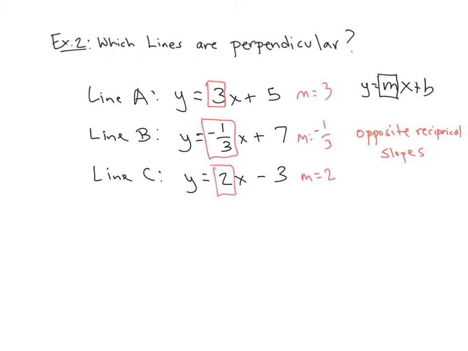Taking a look at our slopes, I know that 3 and -1/3, those are going to be opposite reciprocal slopes, right? Because I flipped the fraction and changed the positive to a negative. And because of that, I'm going to know that lines A and B are perpendicular.